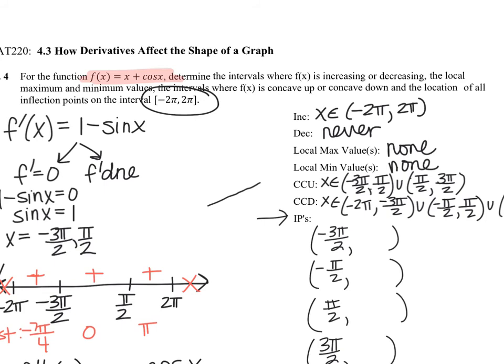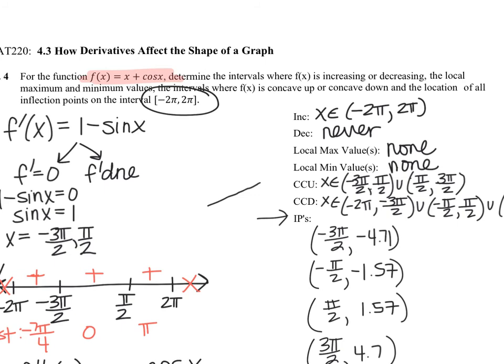So when you substitute in negative 3 pi halves, I'm getting a y value of negative 4.71. Negative pi halves gives us a y value of negative 1.57. Positive pi halves gives us 1.57. And 3 pi halves looks to give us positive 4.71. So these are our 4 inflection points.